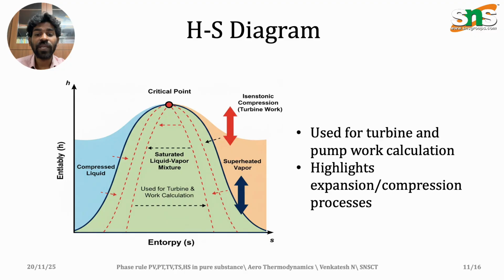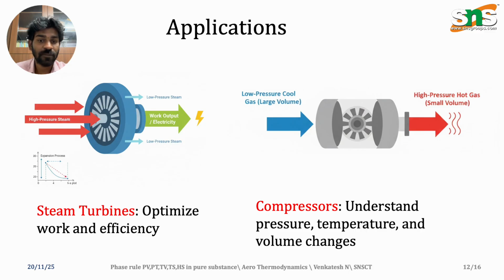This is the enthalpy and entropy diagram. In this diagram, the critical point marks the saturation limit of the given pure substance. After the critical point, it slowly returns to attain the original state.